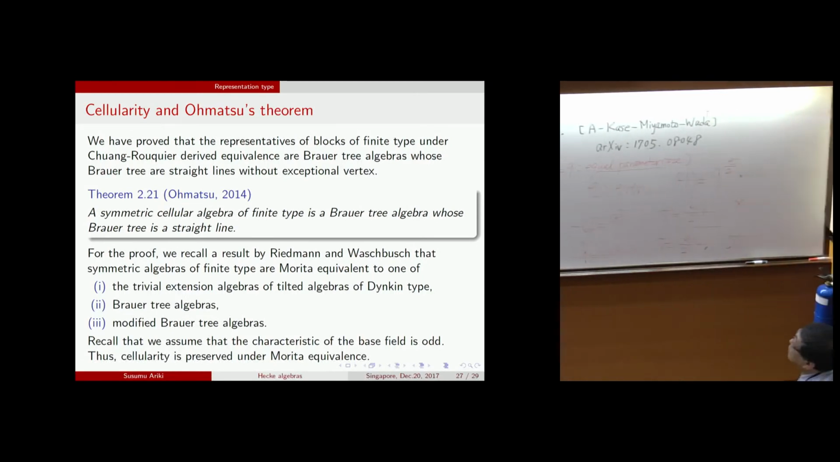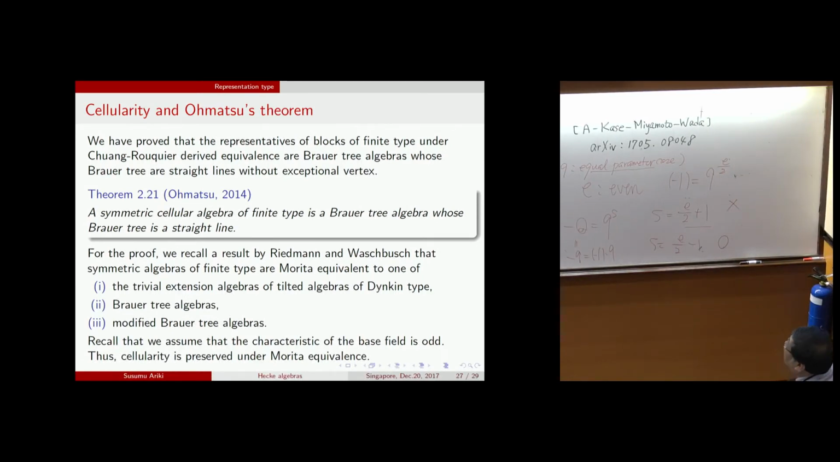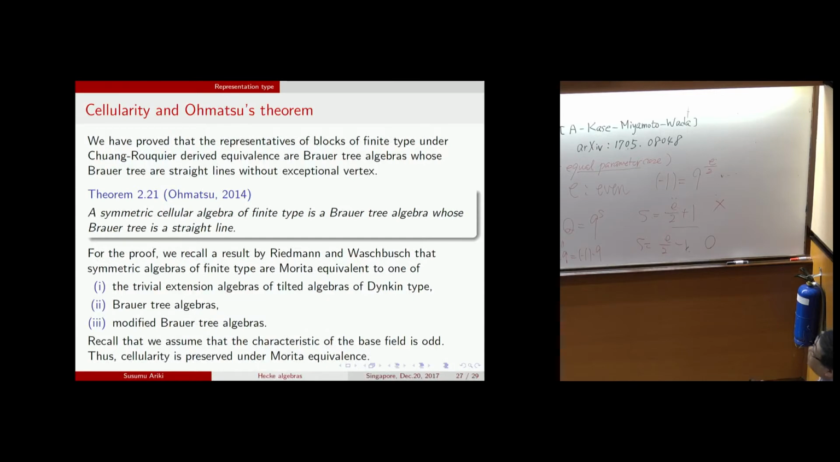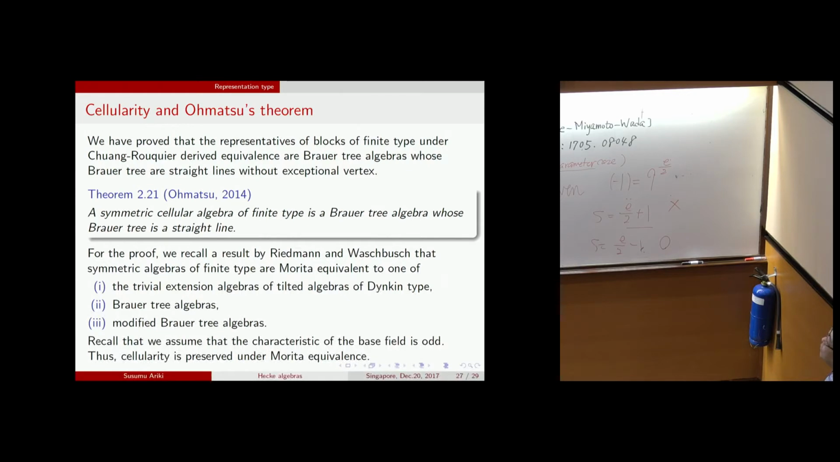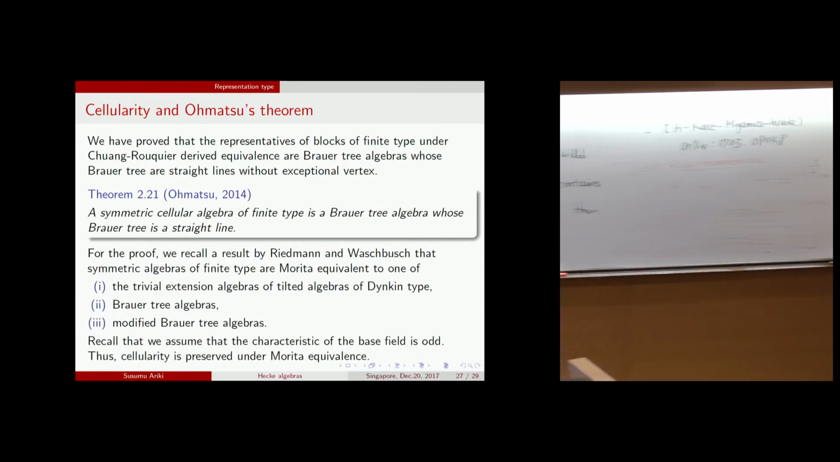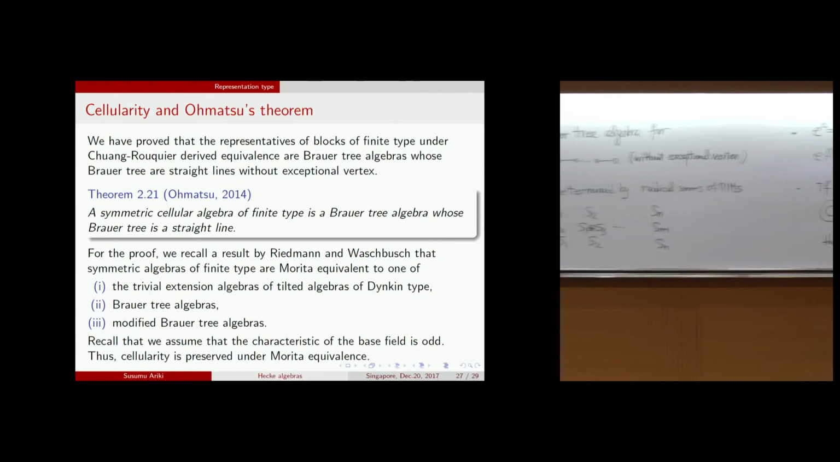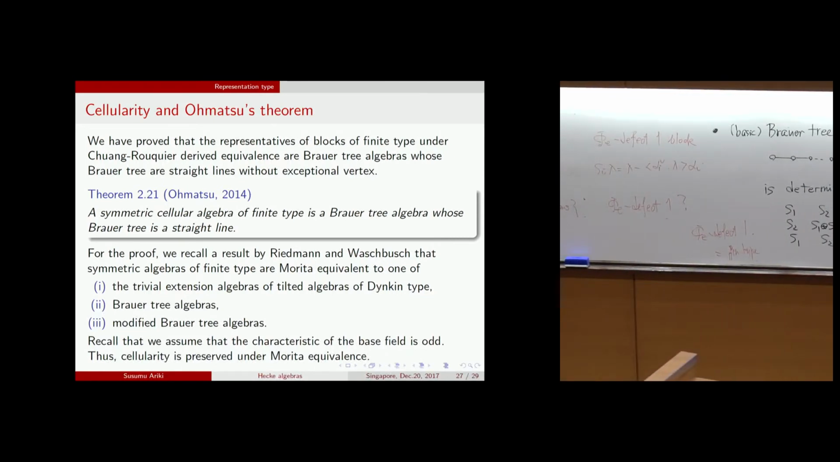For the proof, this is a bit different. But here, we recall a result by Riedtmann and Bush that symmetric algebras of finite type are derived equivalent to one of the trivial extension algebras of tilted algebras of Dynkin type, or Brauer tree algebras, or modified Brauer tree algebras. So they are rather concrete, not really concrete, but we can handle at least these algebras. So they are good enough to delete these cases.